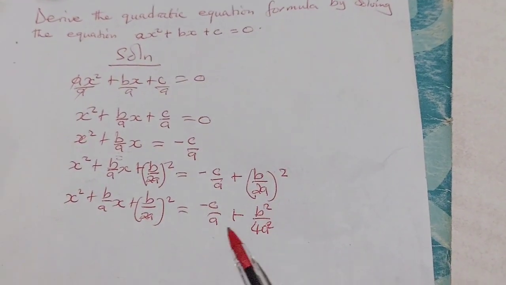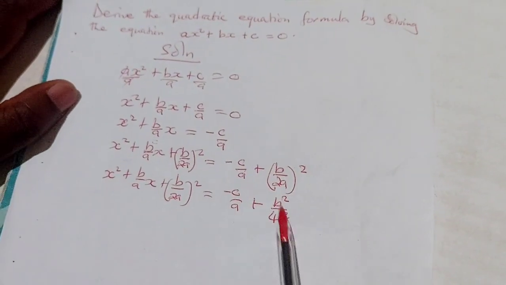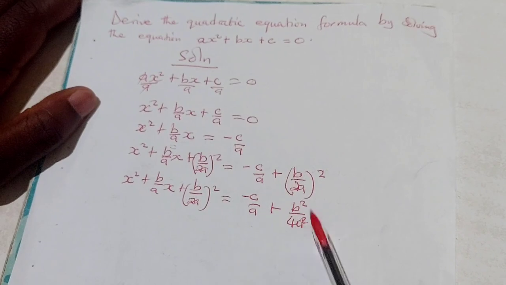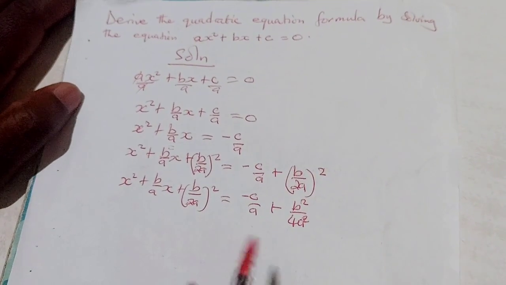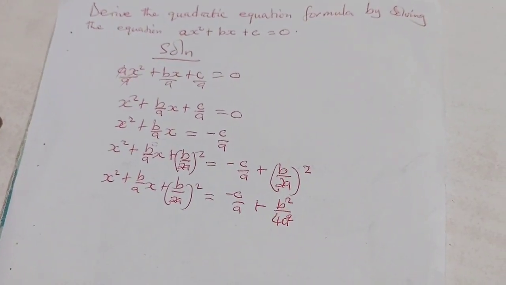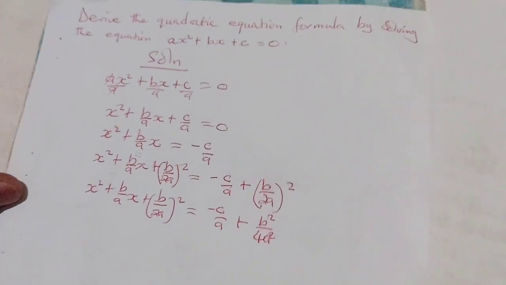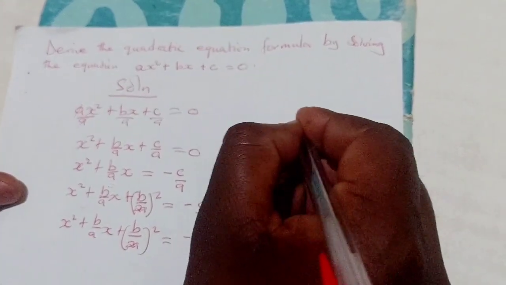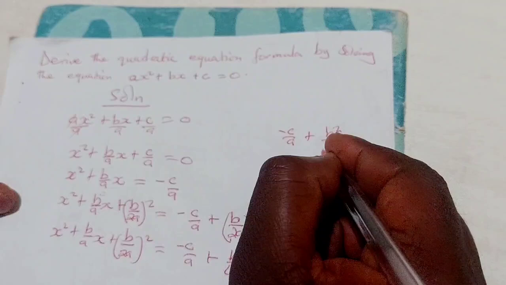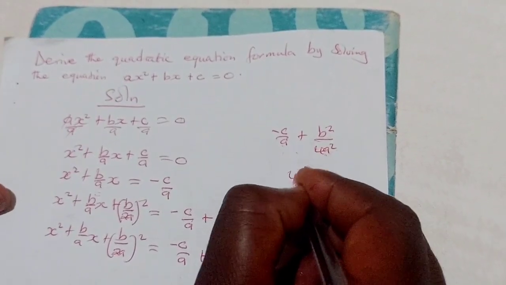Now, the way it is, we should make a single fraction. We should express this expression on this side as a single fraction. We can simply use a method, not necessarily a method, but we can just say we can add by finding the common denominator. So let's do it separately. We are going to say negative c over a plus b squared over 4a squared. So the common denominator of these two denominators is 4a squared.